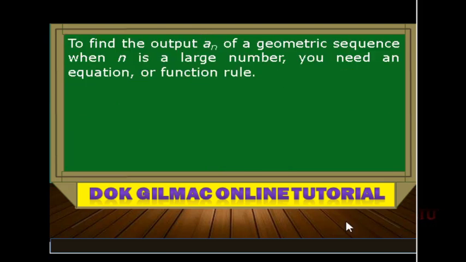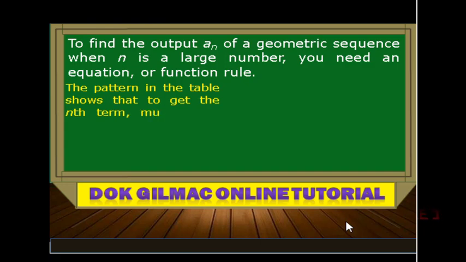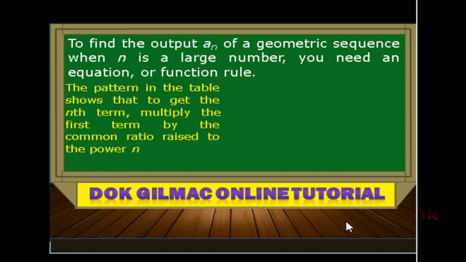To find the output a sub n of a geometric sequence when n is a large number, you need an equation or simply a function rule. The pattern in the table shows that to get the nth term, multiply the first term by the common ratio which is raised to the power n minus 1.